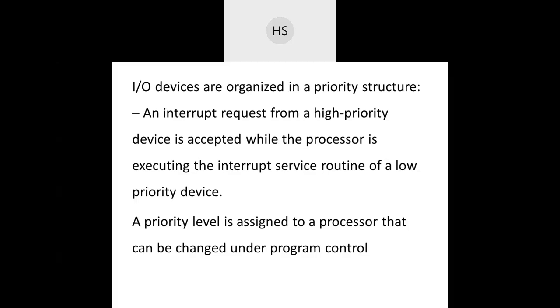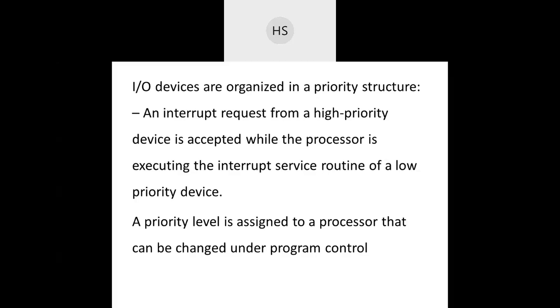When you are connected to n number of devices, you have to set priority, because all will not have the same slot of time. Each device will set a priority, and depending on that priority the interrupt will be served, higher priority or lower priority. An interrupt request from a higher priority device is accepted while the processor is executing the interrupt service routine of a lower priority device. So first the higher priority is served, then the lower priority devices.